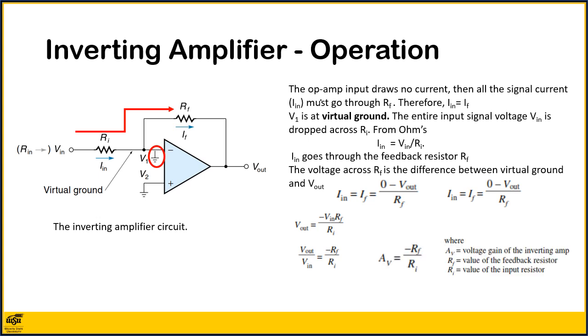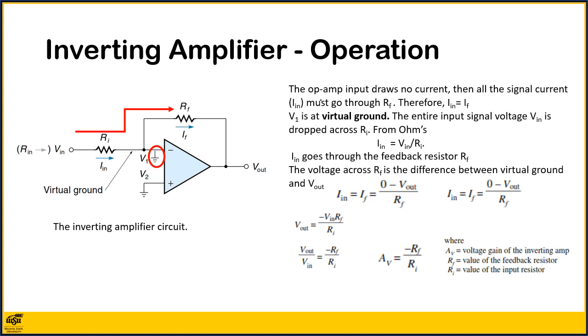However, we know that Vout over Vin is the voltage gain. So AV, the voltage gain of the inverting amp, is minus Rf over Ri. This result shows us that the voltage gain of the inverting amp is simply the ratio of the two resistors Rf and Ri. The minus sign reminds us that the output is inverted.